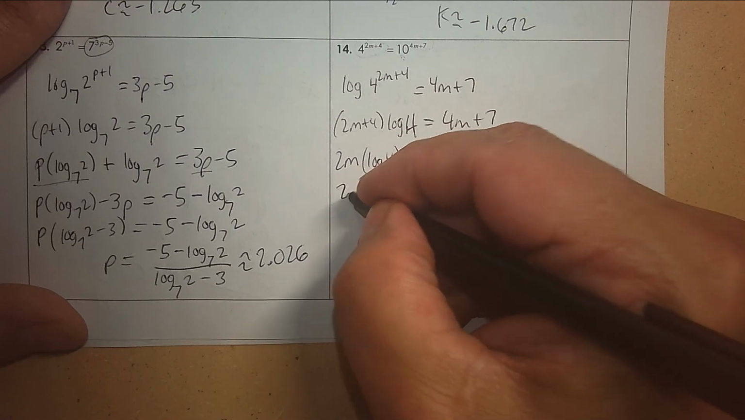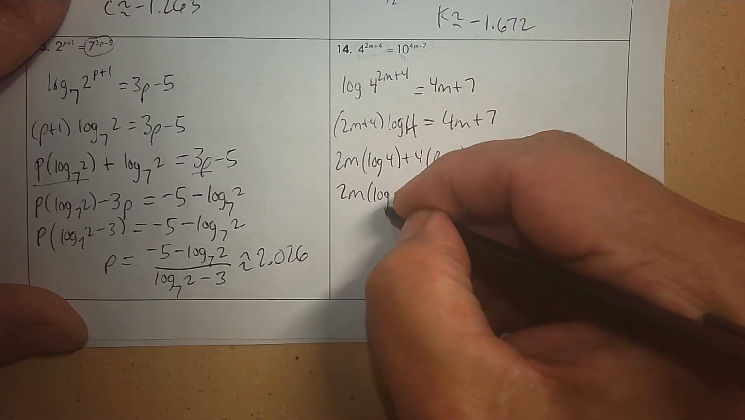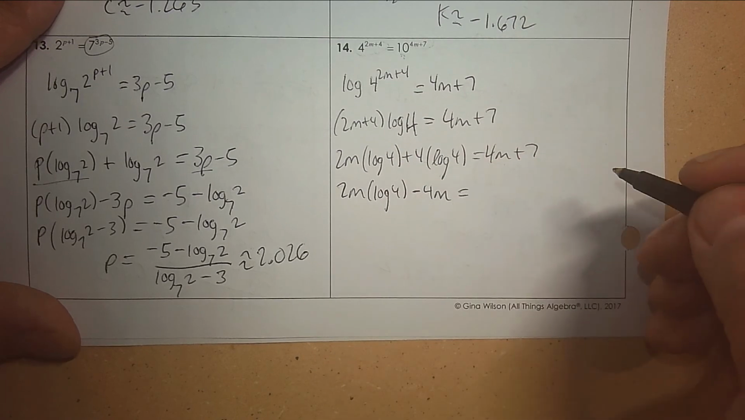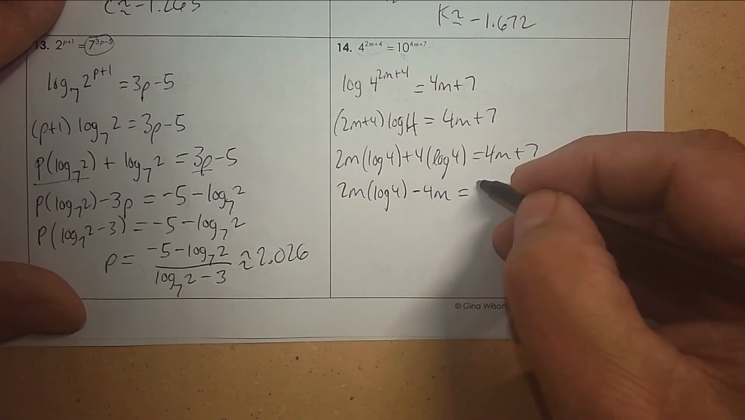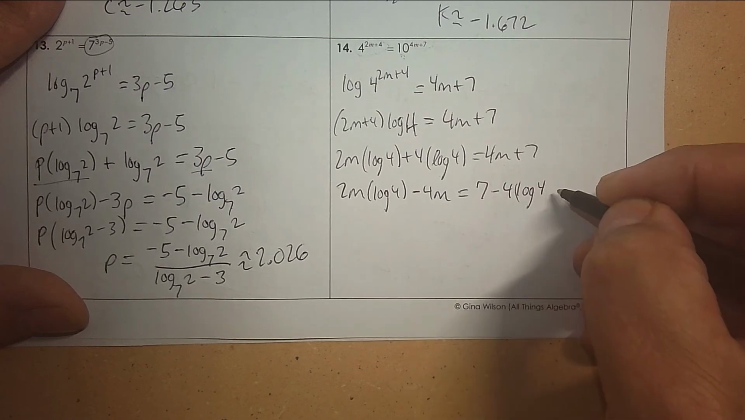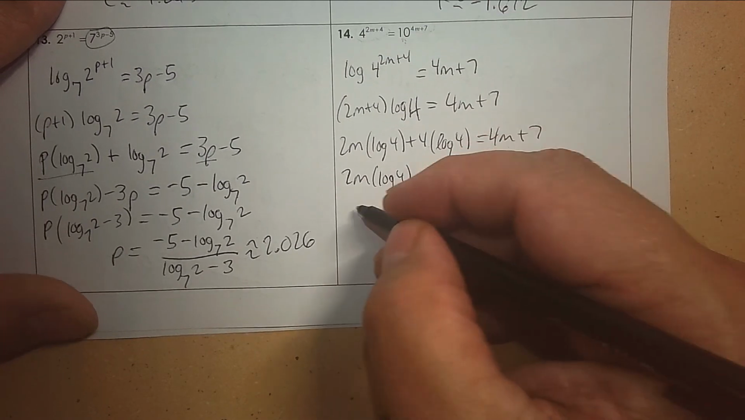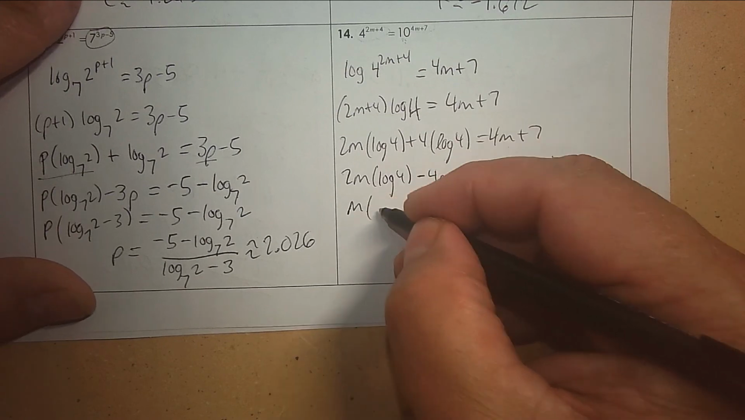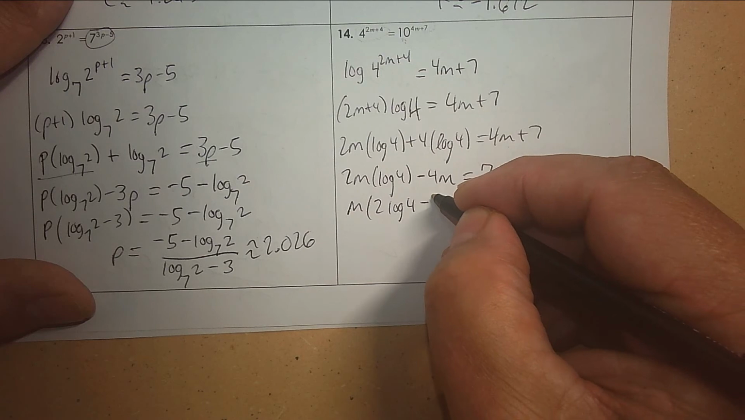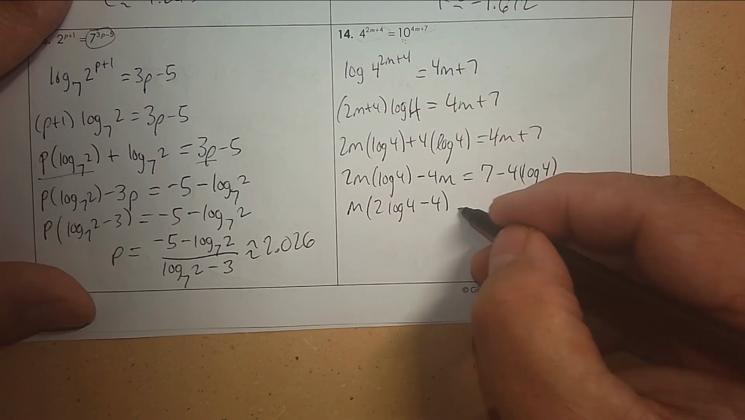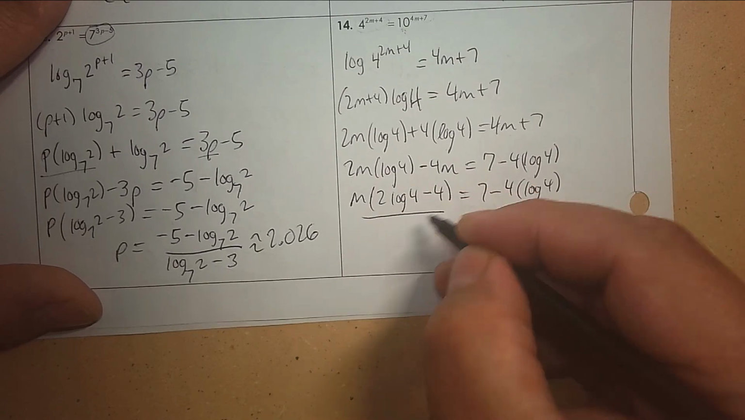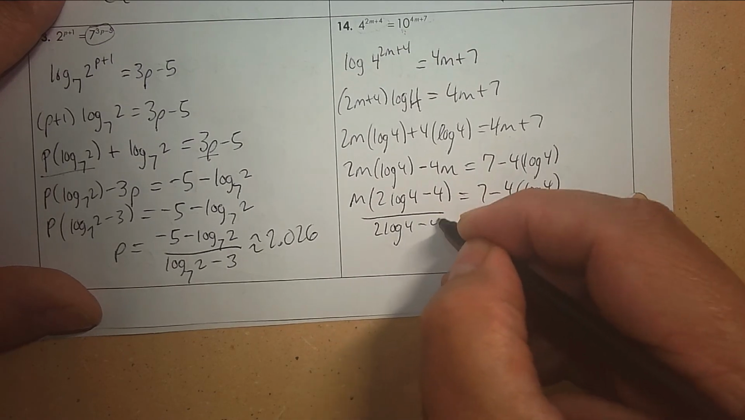What has an m? They're going to go beside each other. So the 4m, I'm going to subtract it so they're beside each other. What doesn't have an m is going to be subtracted to the other side. And the last step is to factor and divide. So we're going to factor out an m, so it's 2 log 4 minus 4, and divide. Now you're ready to use your calculator.